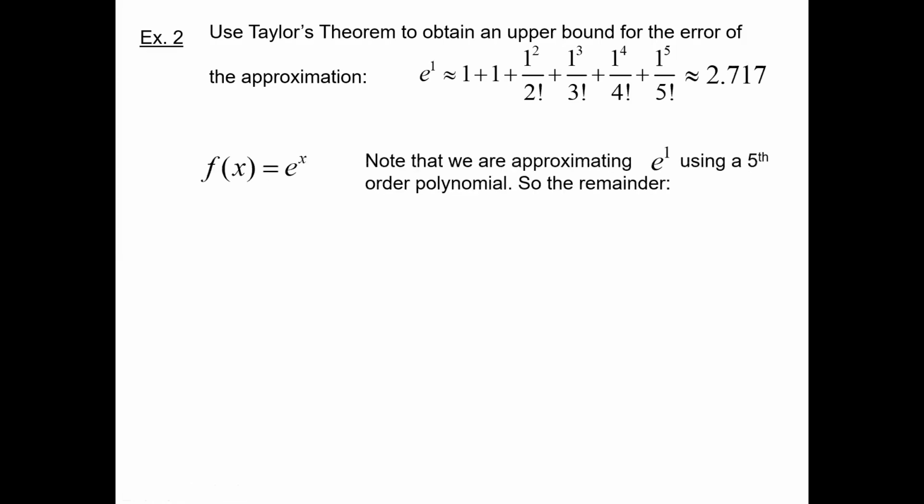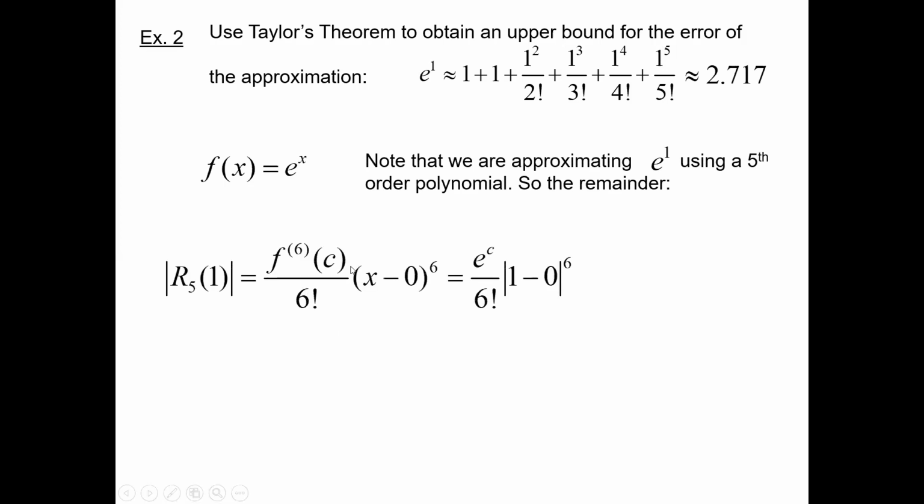So writing out, it says, note that we are approximating e to the 1st using a 5th order polynomial. And how do I know? Because I stopped at the 5th derivative term in my polynomial. So think about what our remainder is bounded by. Our remainder, I should say, is equivalent to the next term that I stop at. So that would be the 6th derivative of e to the x over 6 factorial times x minus 0 to the 6th power, because we're centering it at 0. So the 6th derivative for e to the x would be e to the x.